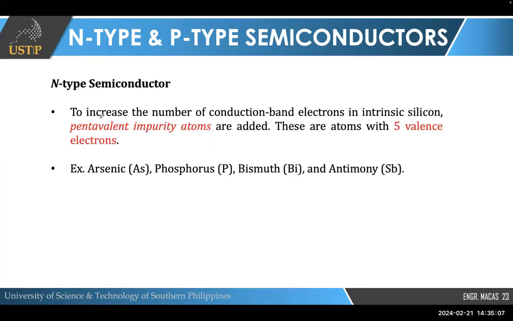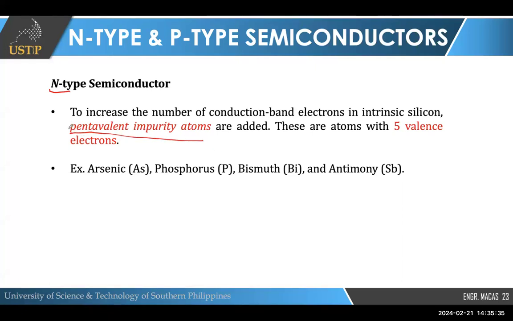An N-type semiconductor is one where you add impurity atoms with more electrons. Negative. So there are many electrons, so there are more charges available to carry current. We increase the number of conduction band electrons in our intrinsic silicon. How do we do that? We add pentavalent impurity atoms.